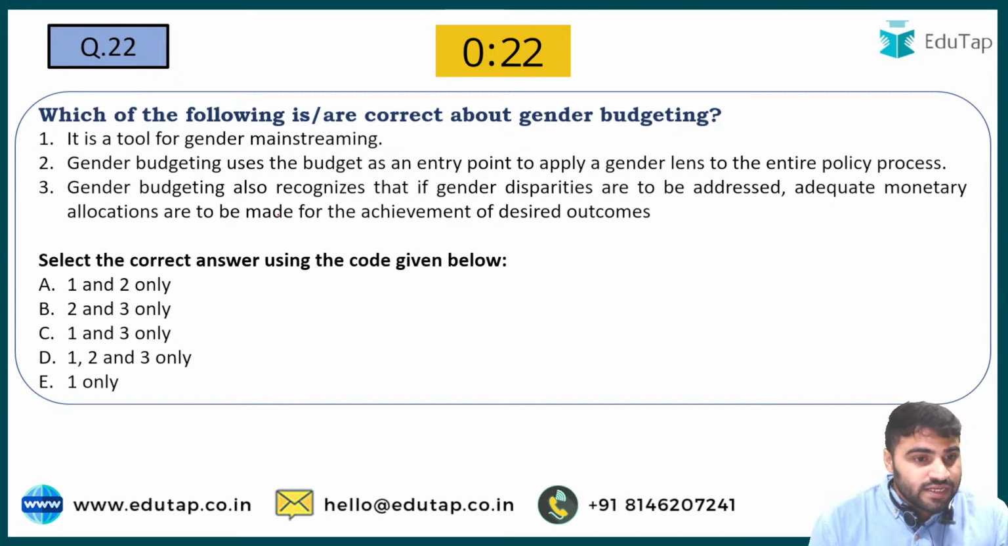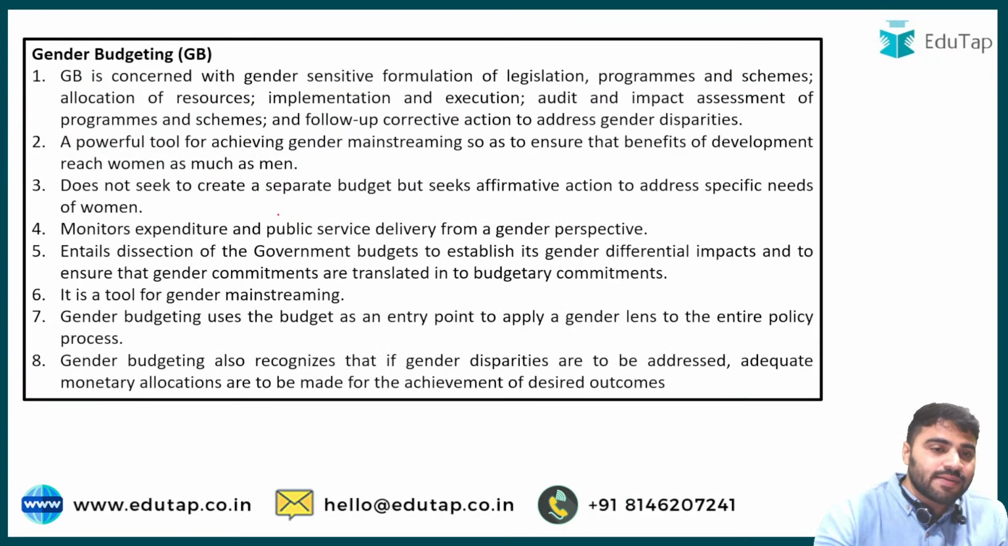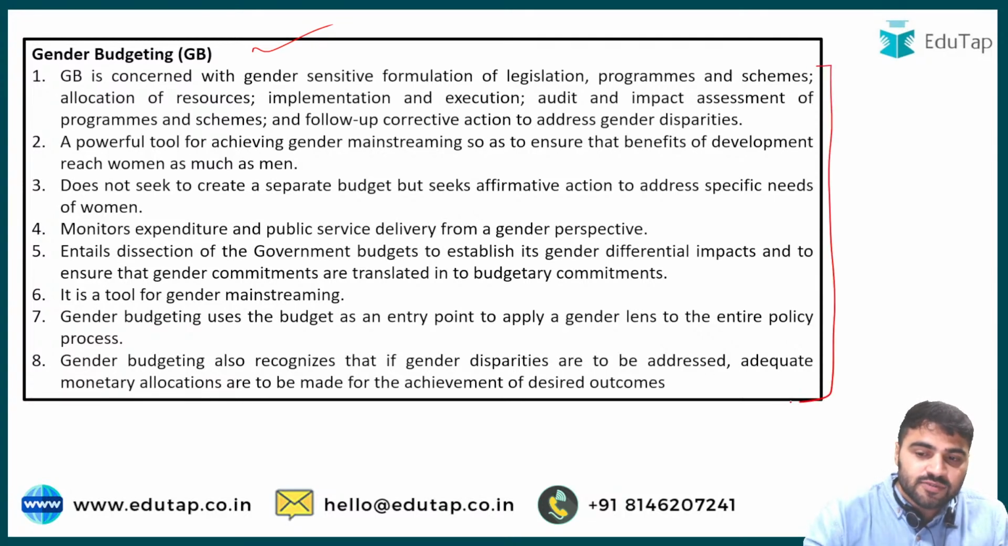Nilesh is saying 22D, that is all of them. English topper material is also saying option D, that is all of them. Aditi, Jyoti Kapoor, you all are saying option D. So the right answer for this question is option D, 1, 2 and 3. Here you can read about gender budgeting. It is concerned with gender sensitive formulation of legislation, programs and schemes, allocation of resources, implementation and execution, audit and impact assessment of programs and schemes, and follow up corrective action to address gender disparities. You can read the entire explanation about gender budgeting here, which is important for your examination.